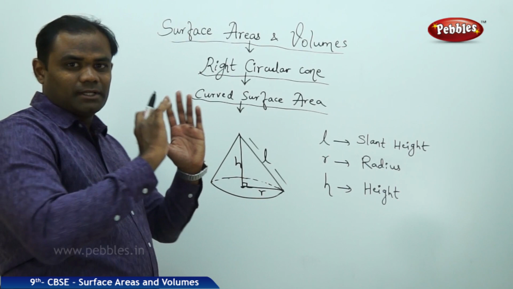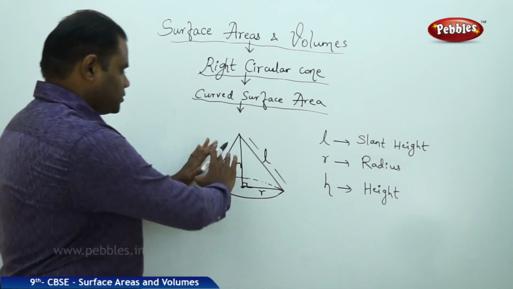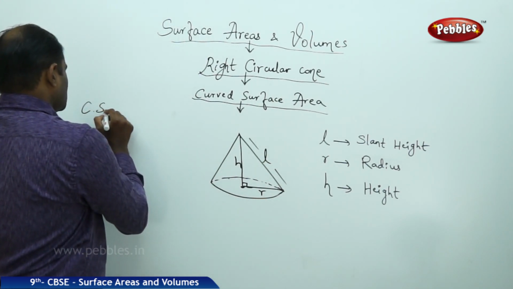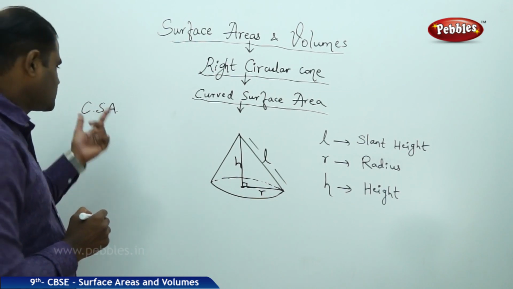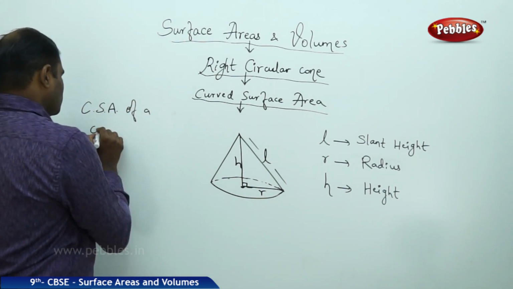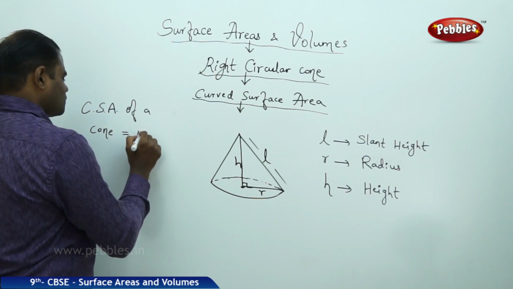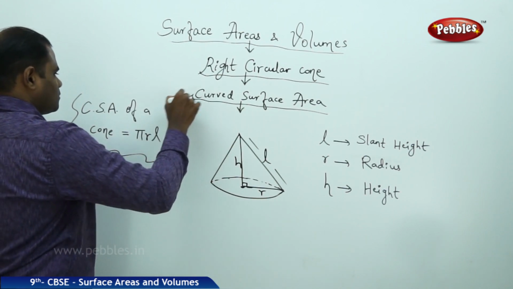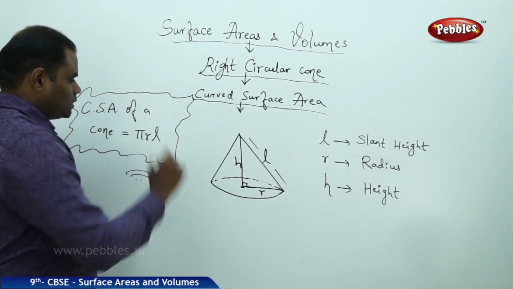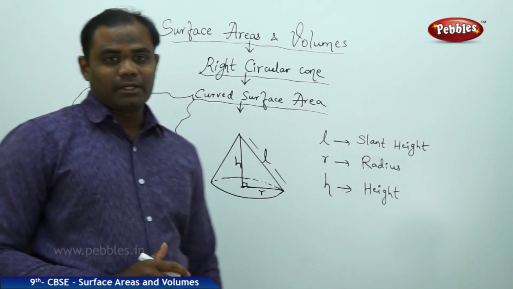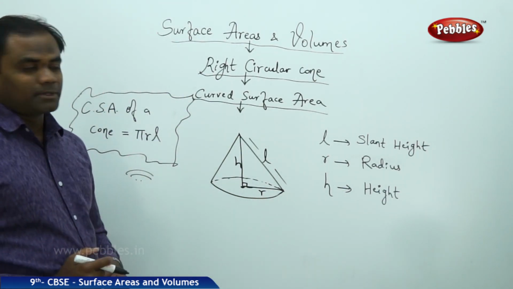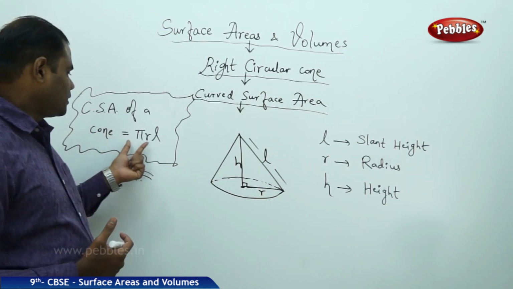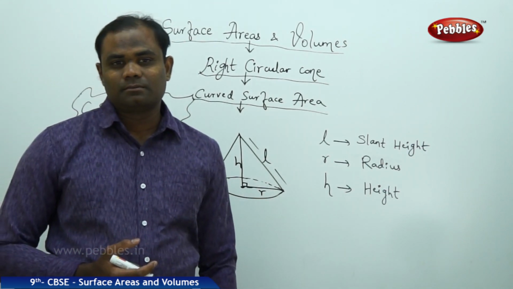So the curved surface area is the curved region of the cone, which is exactly the curved part but not the base. The curved surface area, denoted by CSA, of a cone is pi r L. R is the radius, L is the slant height, and pi is approximately 3.14. The curved surface area of a cone or a right circular cone is pi r L unit square.